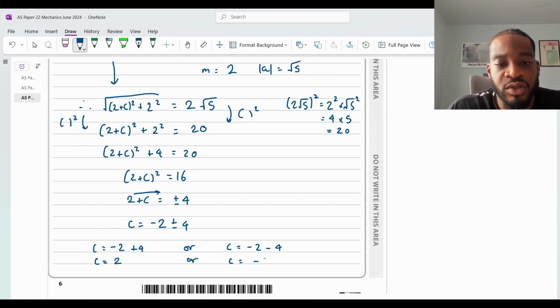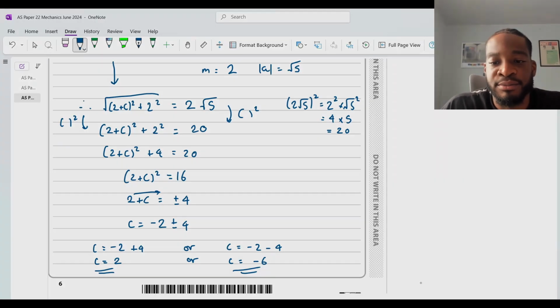Minus 2 minus 4 is minus 6. So the two answers for C, the possible values, are C equals 2 or C equals minus 6. And that is it. That is question 3 finished.